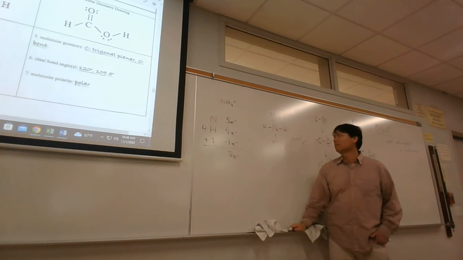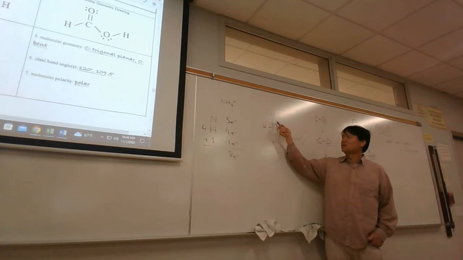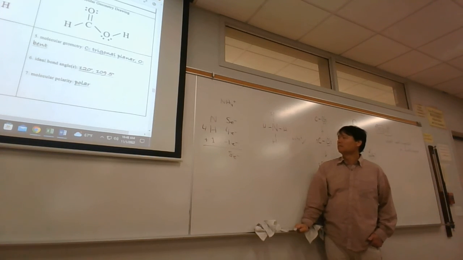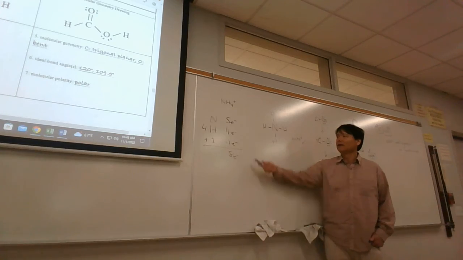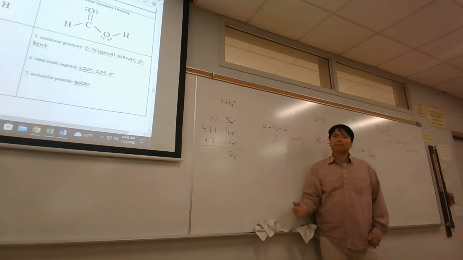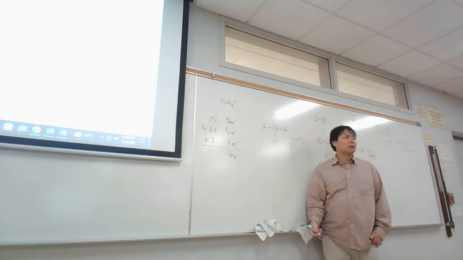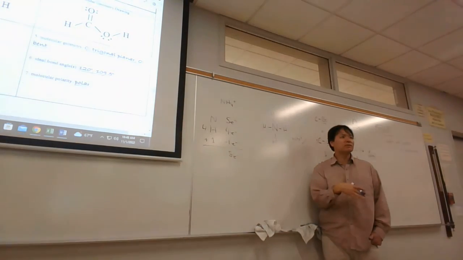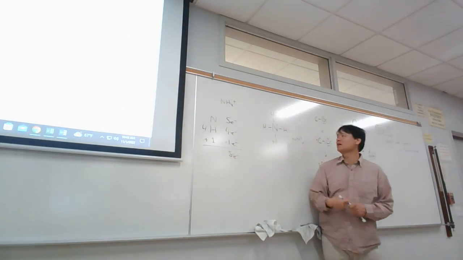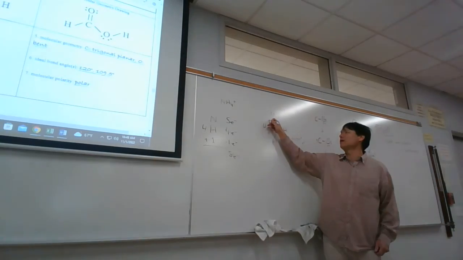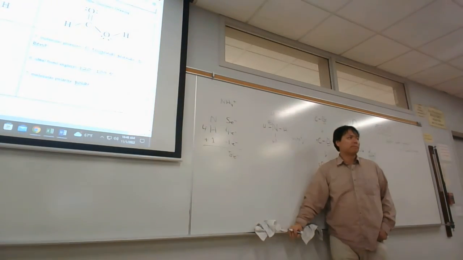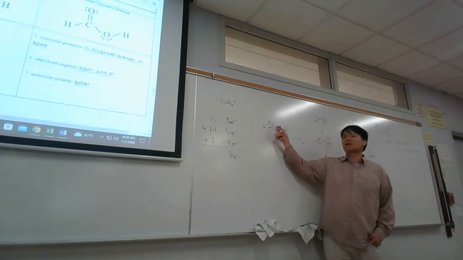However, nitrogen, how many electrons does nitrogen end up in this structure with? 4. How many normally? 5. So it's short 1 electron. If it's short 1 electron, is it positive or is it negative? It's positive, and it's 1 electron, so this gets a positive charge. And so we circle the formal charge like this.